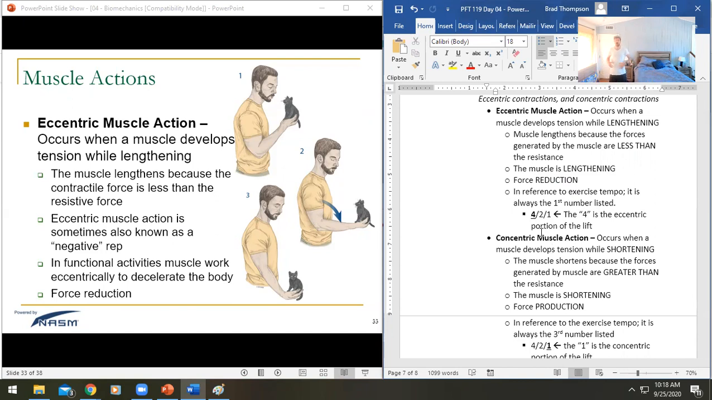I would eccentric, I'd generate less force than resistance. So I had a barbell on my back, right? And it weighs 100 pounds, right? Then I weigh, like I said, 174 pounds. So that's 274. So if my glutes generate 250 pounds of tension, that's less tension than it would need to overcome this, I will lower down to the ground. So if I move 1, 2, 3, 4, right? That slow tempo on the way down, that's the eccentric portion, right? So eccentric is always the first number.